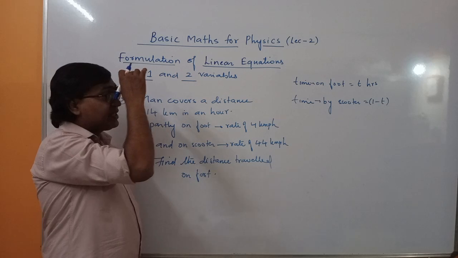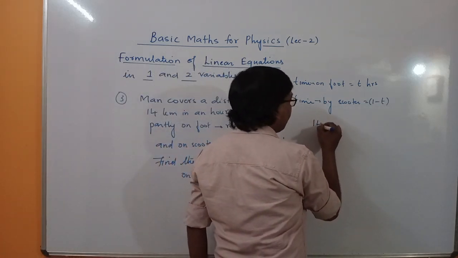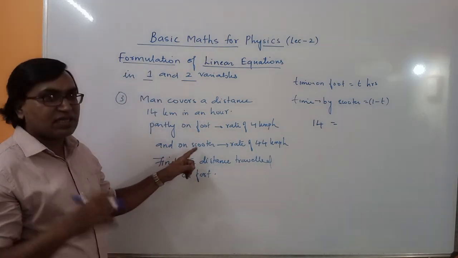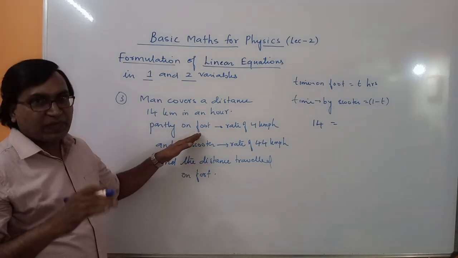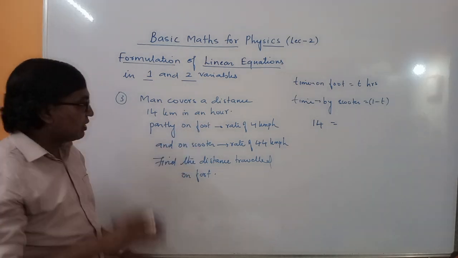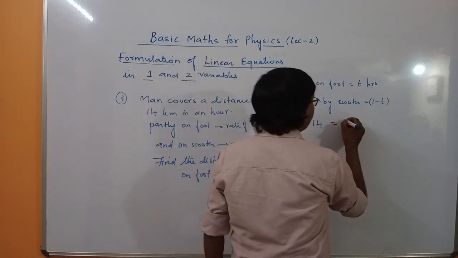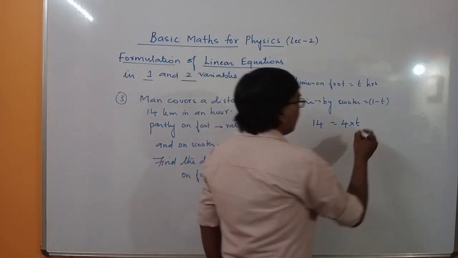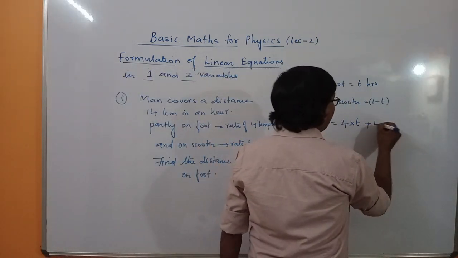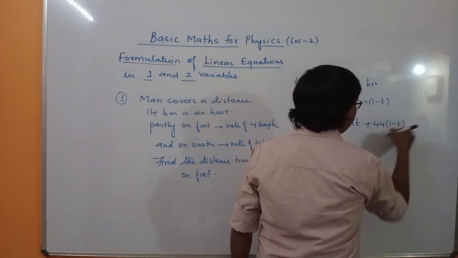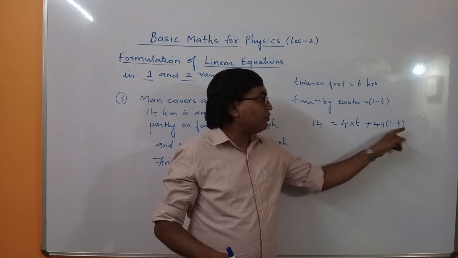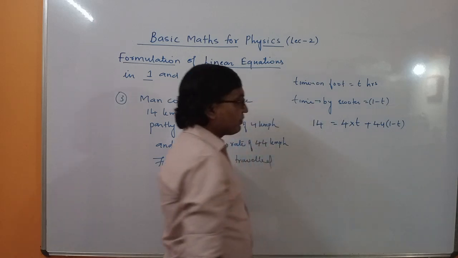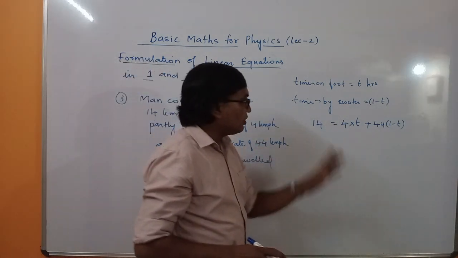So now we know total distance. So total distance is 14. So that should be equal to the distance covered on foot plus distance covered by scooter. So that will be equal to, the speed is 4 by foot multiplied by time, so he has traveled for a time T, plus 44 into 1 minus T. Speed into time, partly by foot, partly by scooter. So just solve this. Again this is a linear equation in one variable. So T is the variable.